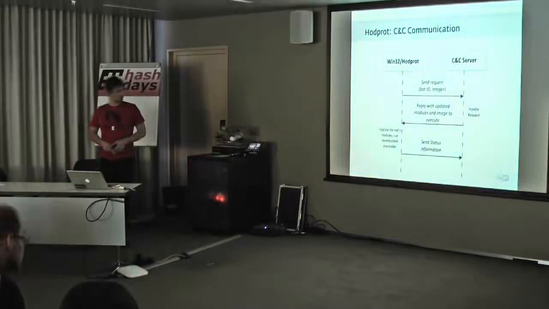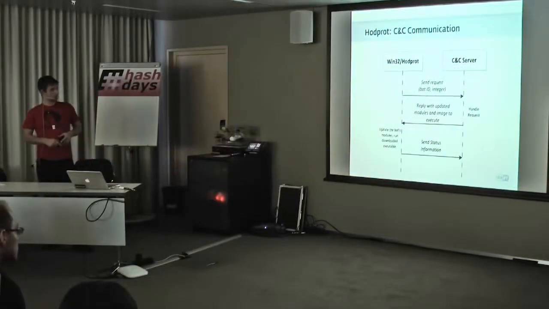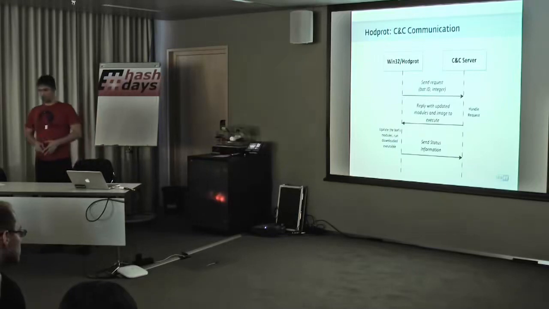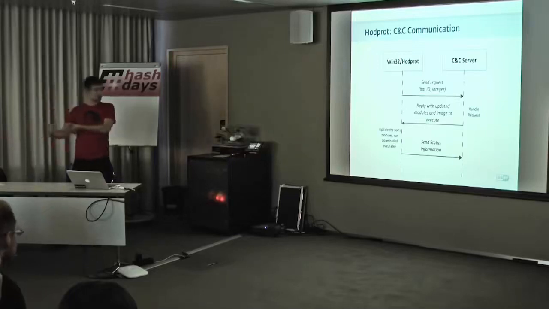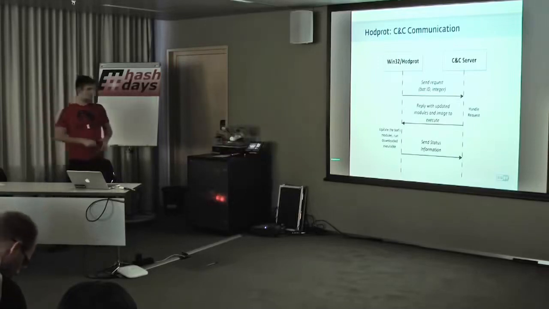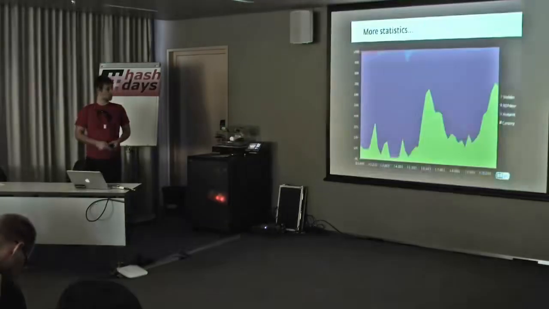So this is what it looks like in an illustrated form. The client will send a request to the CNC server, which will reply with the executable with the other malware, such as Carburp or Shelder or RDP-Door, for example. It's compressed with APLib, and that will be executed on the infected machine. And then a status information will be sent whether the installation was successful or not.